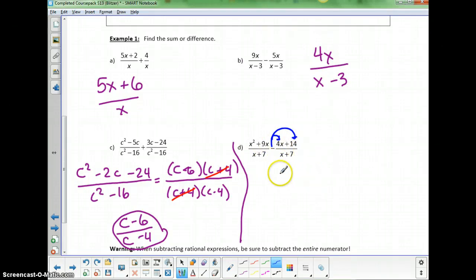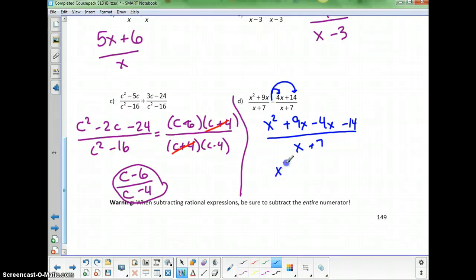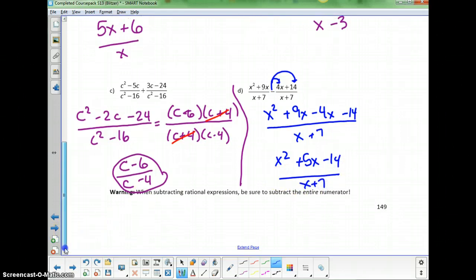So in a subtraction problem, I would really encourage you to rewrite this as x squared plus 9x minus 4x minus 14. Rewrite it with that subtraction distributed, then start combining your like terms, just so we don't have any negative errors or sign errors or losing that subtraction. Okay, so this is going to be x squared plus 5x minus 14 over x plus 7. And my warning right here is, again, when I'm subtracting rational expressions, be sure to subtract the entire numerator, and that means distribute.